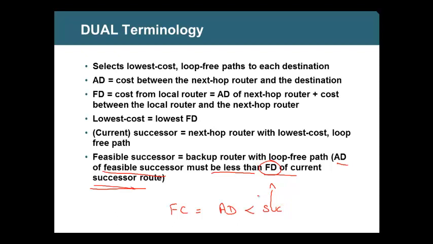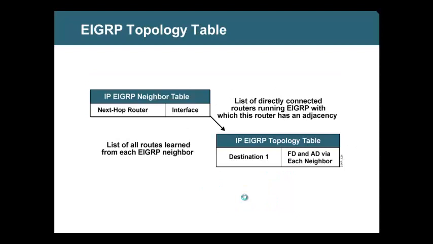Only those routes will be there as feasible successors. All the rest of the routes that did not satisfy the feasibility condition won't be considered. So we can see here EIGRP does not really have a complete topology table. It has got the best route. It has got the routes that satisfy the feasibility condition. What about the rest of the routes? It will not be aware of them. So, though the name topology table is given to this, we will not consider it to be the complete topology. It is only partial.